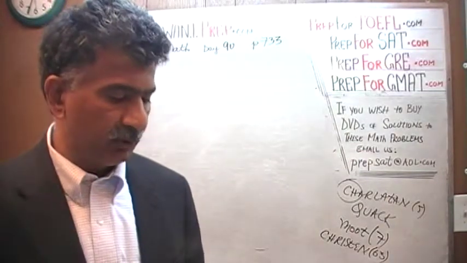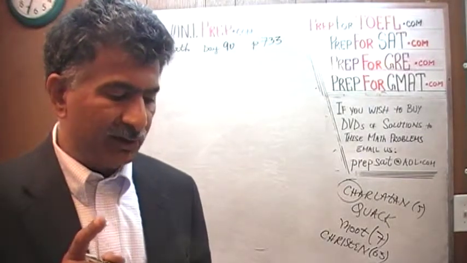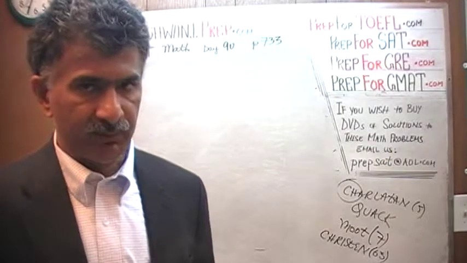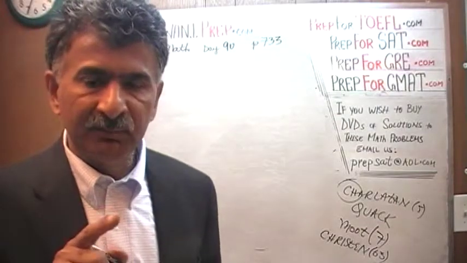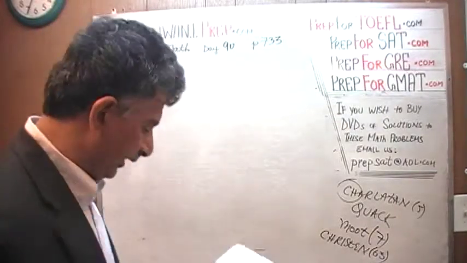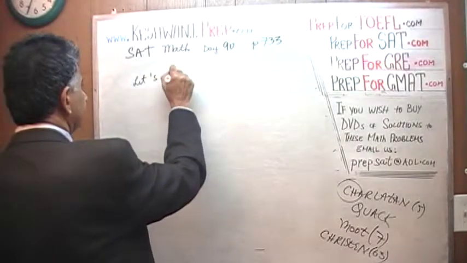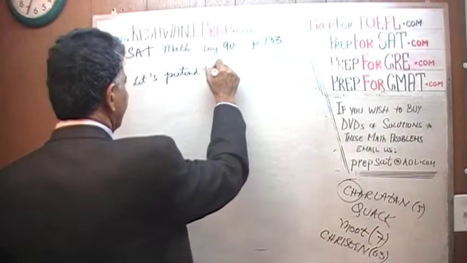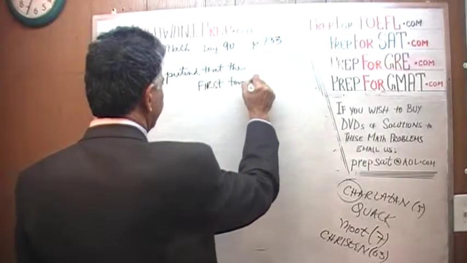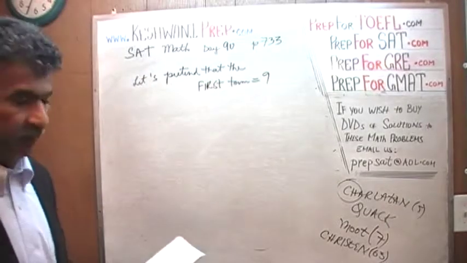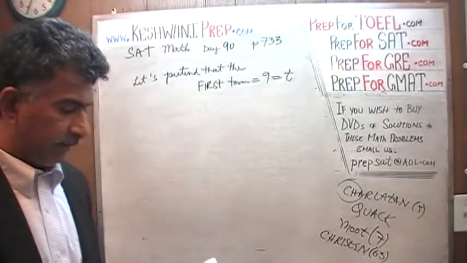Here, as you read the problem, we are told that after the first term, each term in the sequence is 3 greater than the third of the preceding term. That tells us that we're going to have to take the third of the term. So let's plug in some nice multiple of 3 for the first term. Let's pretend that the first term equals 9. We're going to pretend it. In other words, we're plugging in 9 for t.